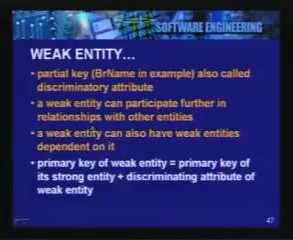What is the primary key of a weak entity? The primary key of a weak entity is a combination of the primary key of the strong entity on which it depends plus the discriminating attribute. So the primary key for branch would therefore consist of the branch name and the name of the bank. These together are unique, and this is how we define the primary key for the weak entity.